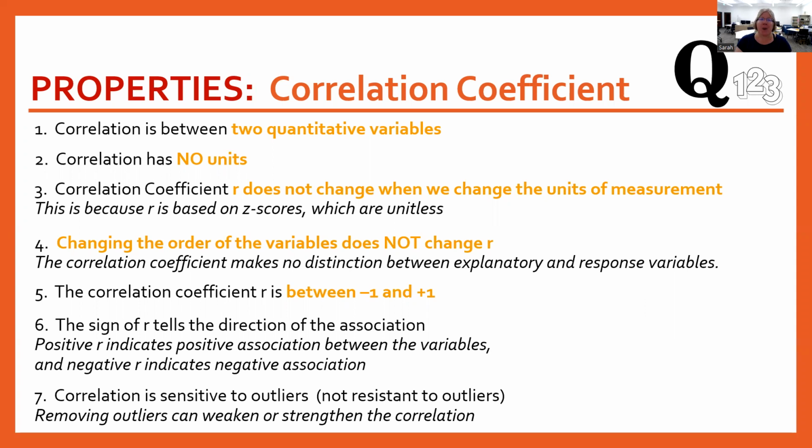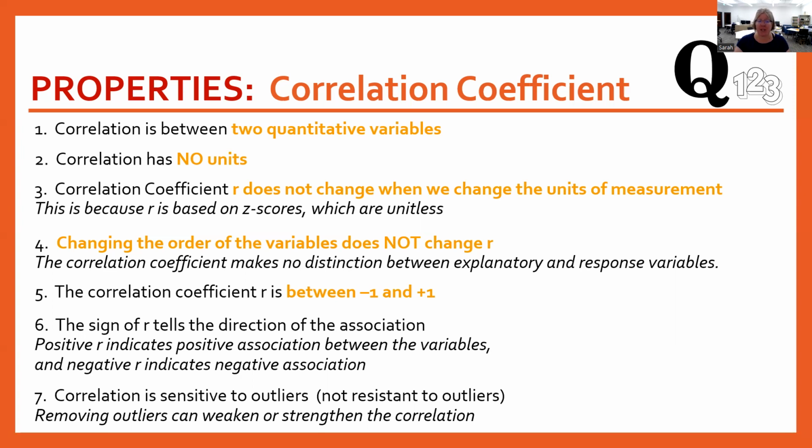And the correlation is really sensitive to outliers, or another way of saying that is it's not resistant to outliers. So removing them or adding them in can really change the value of the correlation coefficient. And that's because we use the mean and the standard deviation to calculate this, which means that because those aren't resistant to outliers, then this also wouldn't be.